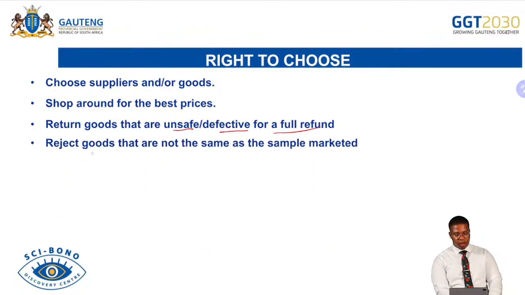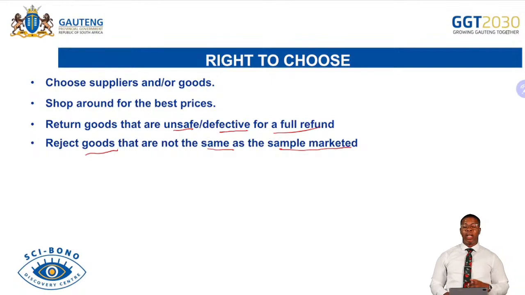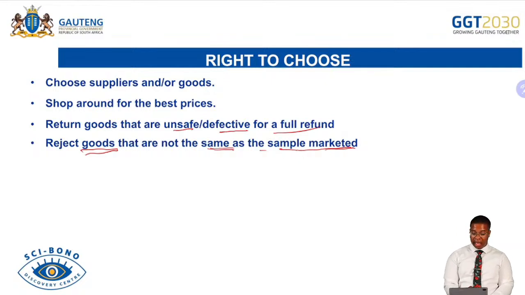And then they also have a right to reject goods that are not of the same quality as sampled in the marketed product. So in the process of advertising the product, in the promotional gifts, the product will then be different. So in this case, they have a right to reject goods that are not the same as the sample marketed, because sometimes they give you a free product to say go and try our product, but then when you buy the actual product, the actual product is not similar to what was advertised or what was given to you as a sort of promotion. So that is considered to be under your right to choose.